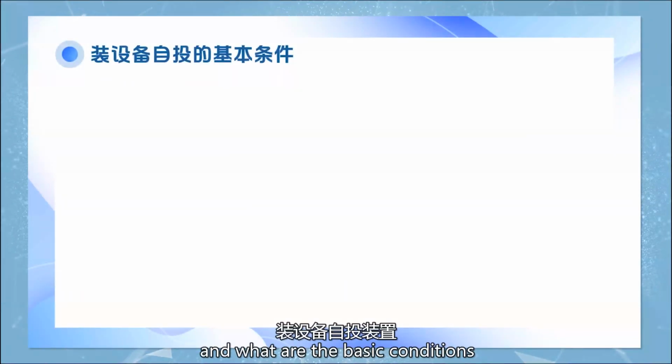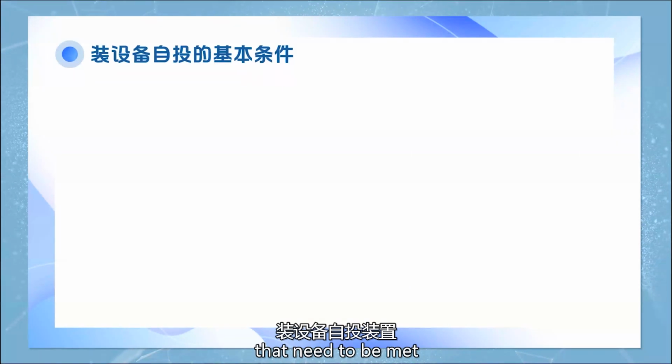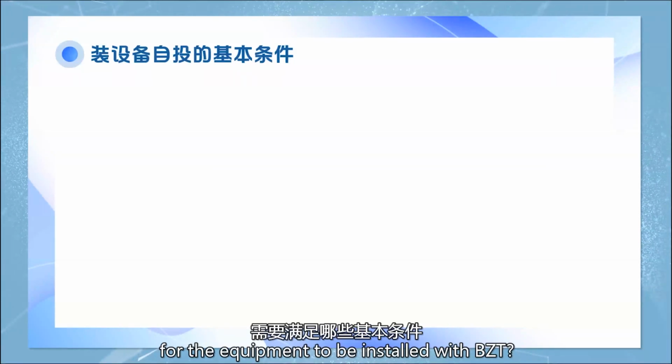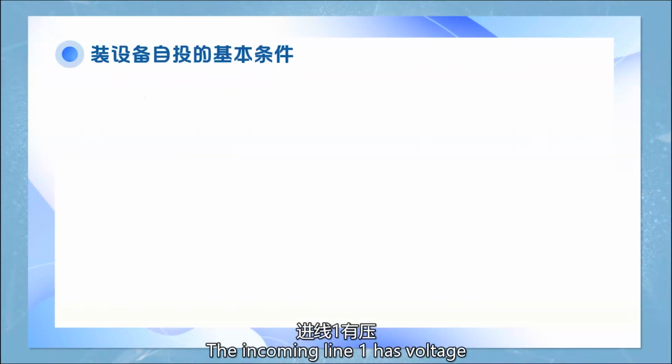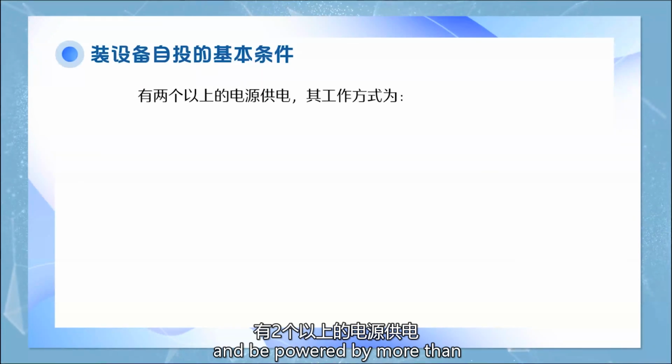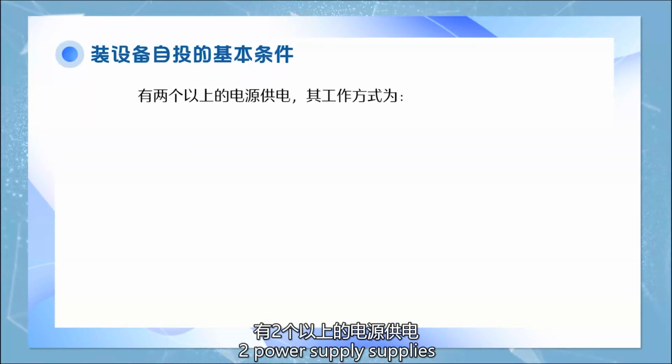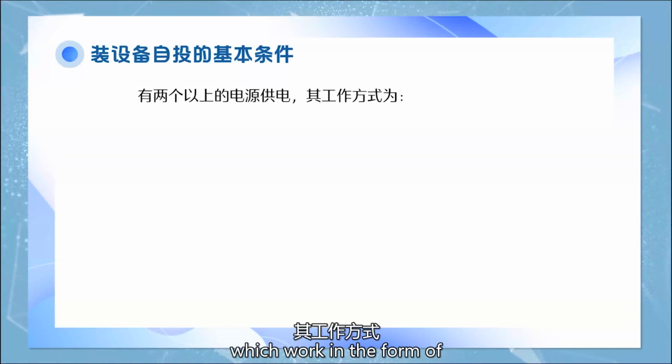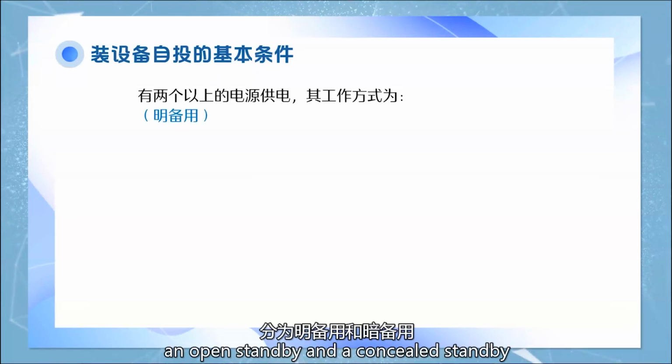And what are the basic conditions that need to be met for the equipment to be installed with BZT? The incoming line 1 has voltage, and the incoming line 2 must also have voltage, and it must be powered by more than 2 power supplies, which work in the form of an open standby and a concealed standby.